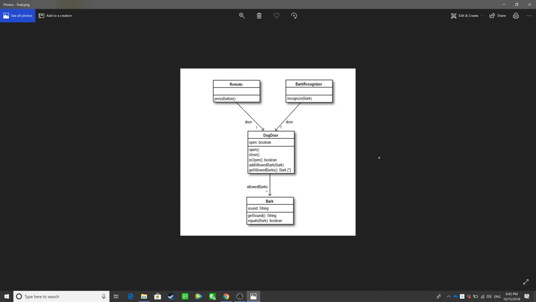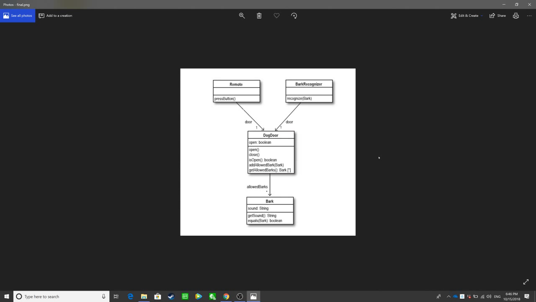And here, allow bark. The dog door has the bark, but it has many of them, more than one. So we have the number there representing the mapping. Maybe it's a one-to-one mapping, maybe it's a one-to-many mapping. Also, there's some text there. You see, door, allowed barks. This thing maybe is a little bit confusing.